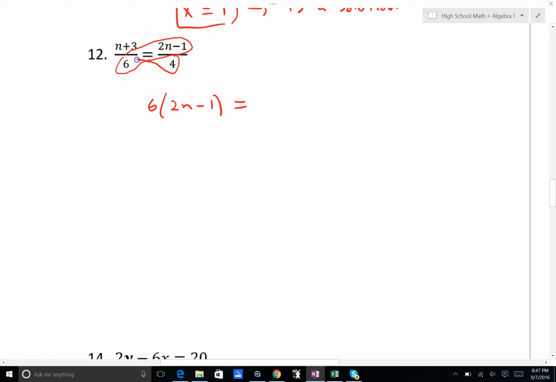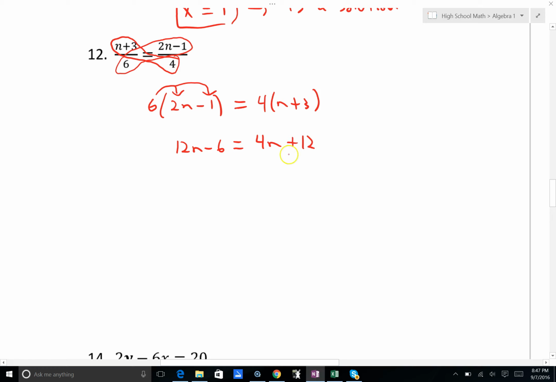In this direction, I'll do the same thing. 4 times n plus 3 is 4 parentheses n plus 3. We know connected means multiplied. To multiply 6 times this difference, we simply connected 6 to a parentheses with that. 4 times n plus 3 is 4 times the parentheses n plus 3. Now I can use my distributive property. 6 times 2n is 12n. 6 times 1 is 6. We preserve our operation. Equals 4 times n is 4n. 4 times plus 3 will be plus 12.